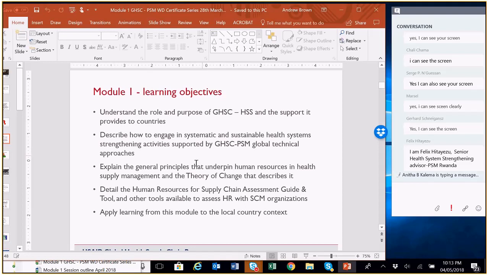I want you to learn a little bit about some of the underlying principles for how a human resources system in an organization works and is sustainable, introduce you to an assessment tool, and then introduce you to a particular activity that will help you apply this learning to your country context.